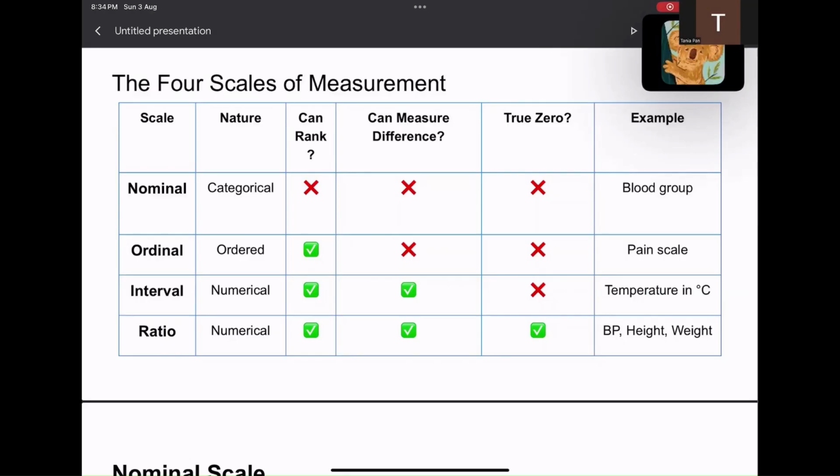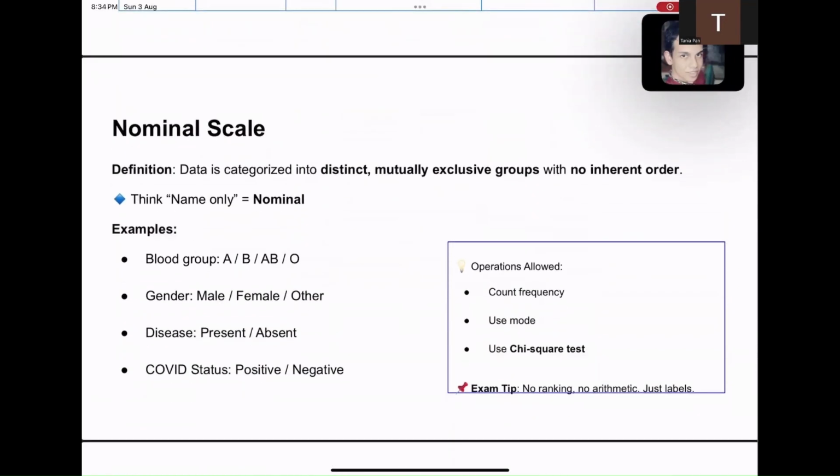Have you come across this table before, anyone? Abhishek? No, sir. So what do you understand? So we'll go one by one.